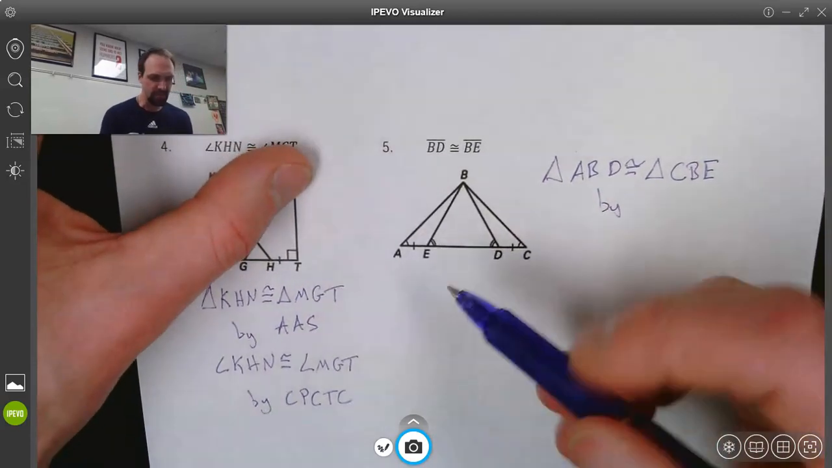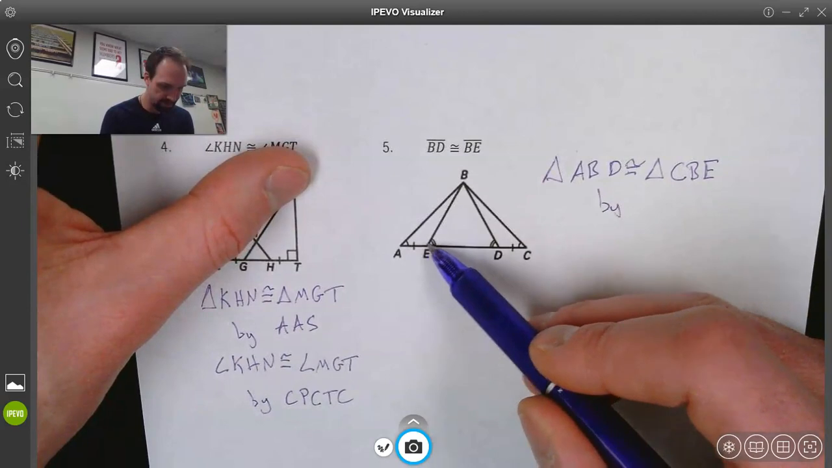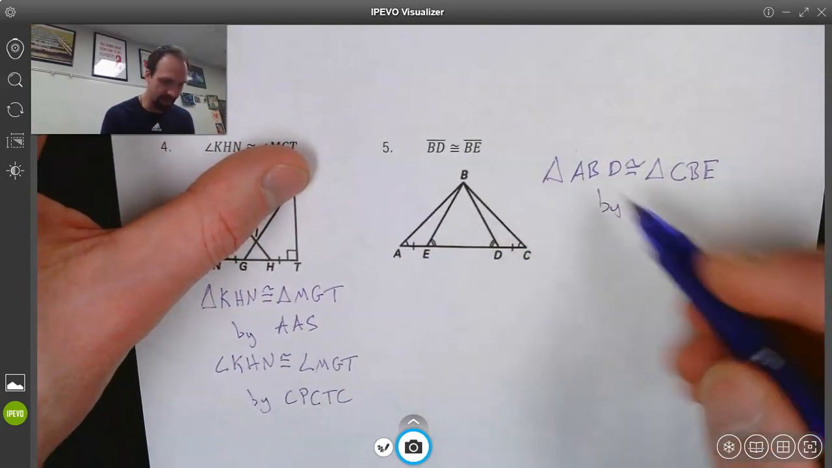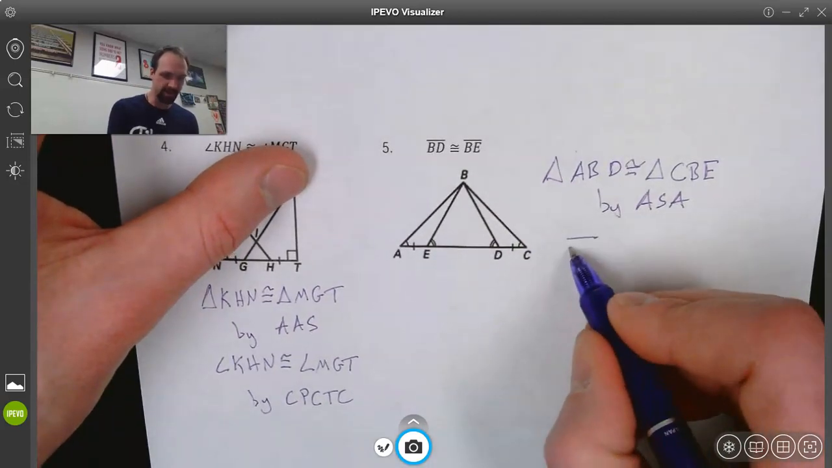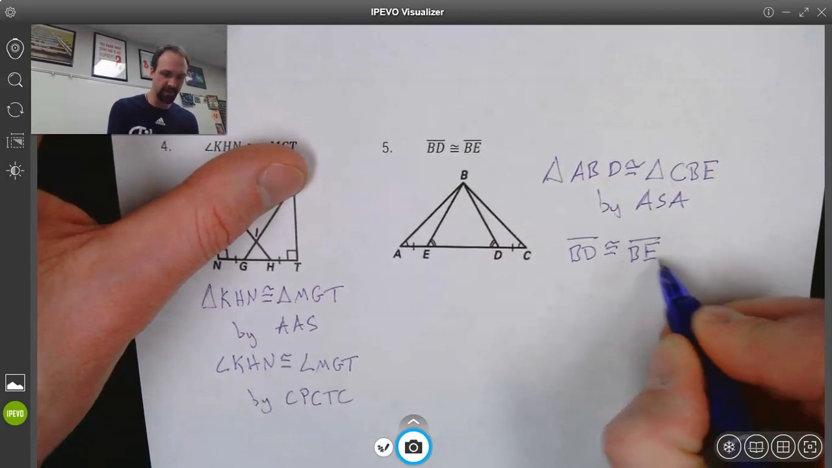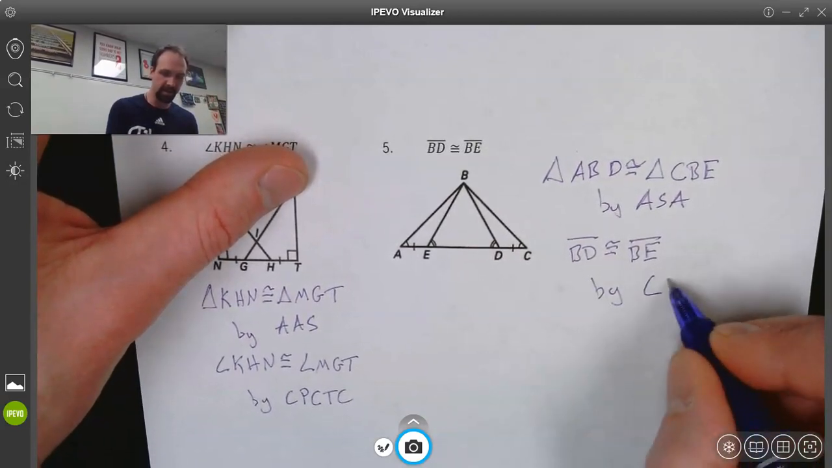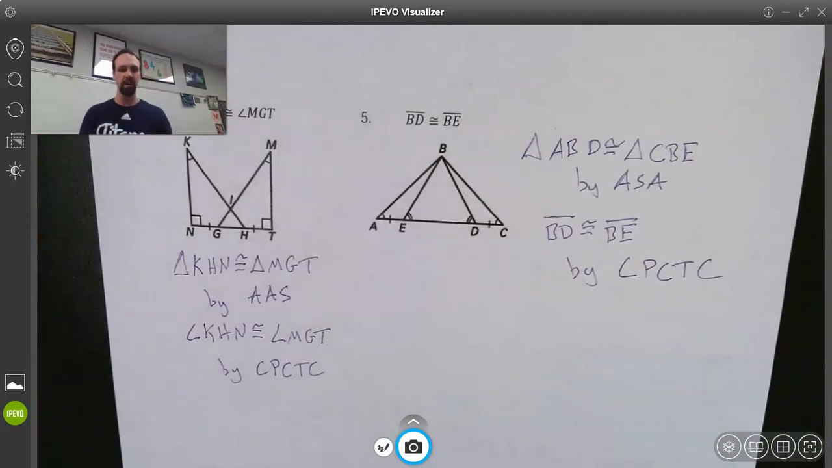by, so what I have is an angle, side, and then angle for both. And then I can say that segment BD is congruent to segment BE, and that's by CPCTC. Corresponding parts of congruent triangles are congruent.